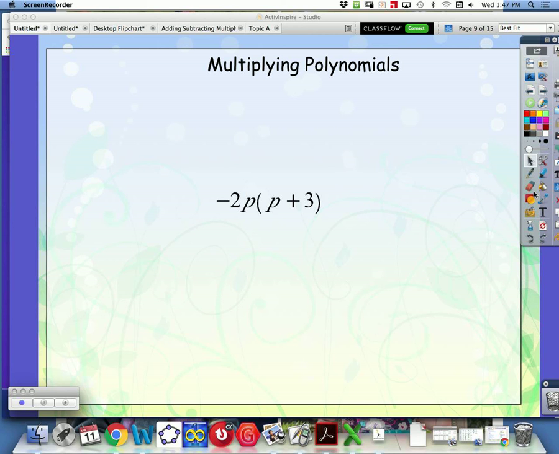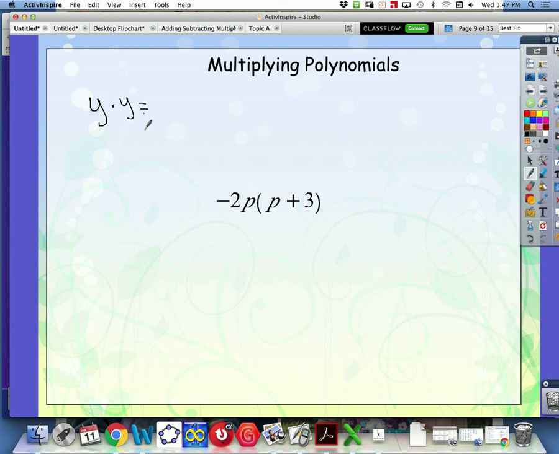Hey everyone, this lesson is on multiplying polynomials. Before you multiply polynomials, we first need to review how we multiply variables. For example, if I have a y times a y, we need to remember that that actually equals y squared, because there's one y here and one y here, so together that makes two y's.